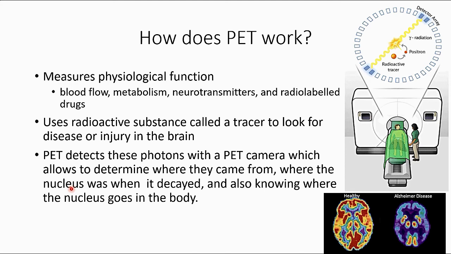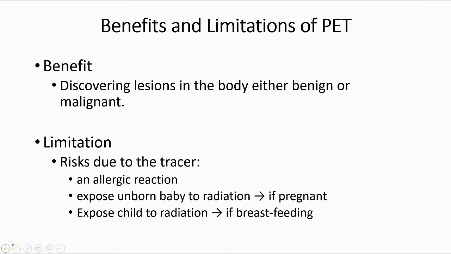PET allows the measurement of relative changes over time as a disease process evolves or in response to a specific stimulus. PET shows how the brain and its tissues are working. As for benefit, a PET scan can measure the metabolic changes at the cellular level that take place in an organ or tissue, which gives an advantage over other technologies in discovering lesions in the body, either benign or malignant.